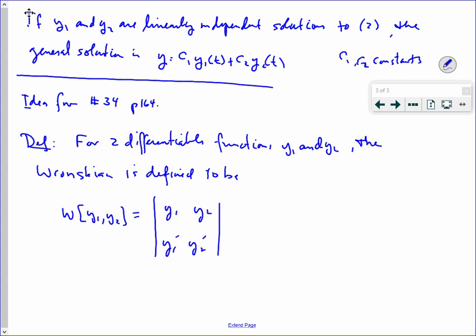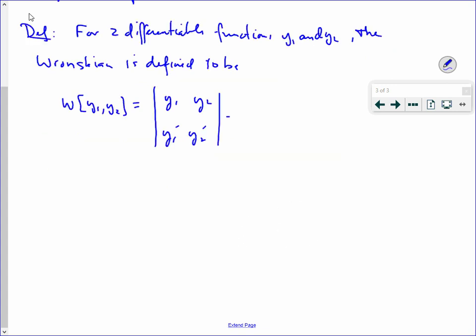Now you don't have to know what determinants are if you haven't had linear algebra. I know a couple of you had. It's like y1 times y2 prime minus y1 prime times y2. So it's a kind of a cross product sort of thing here.